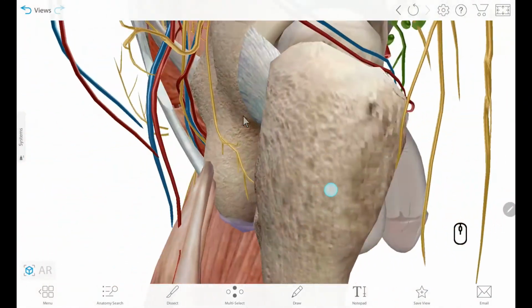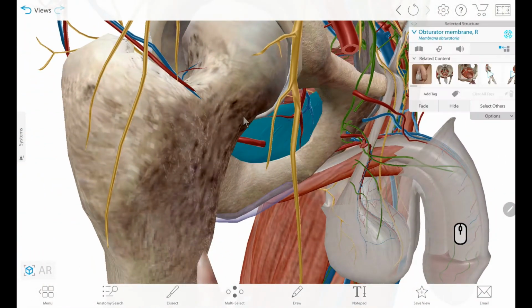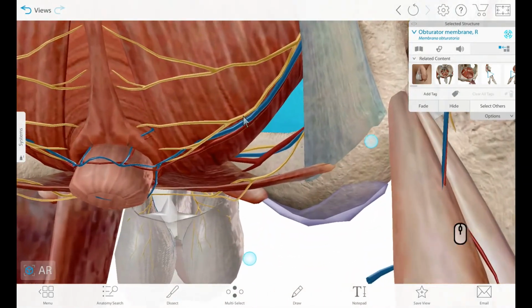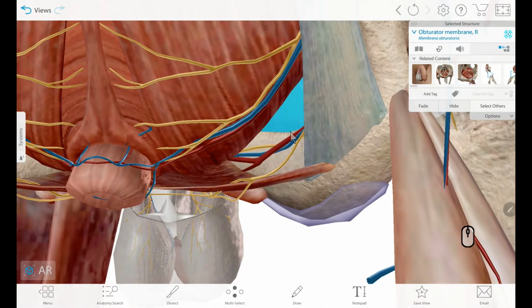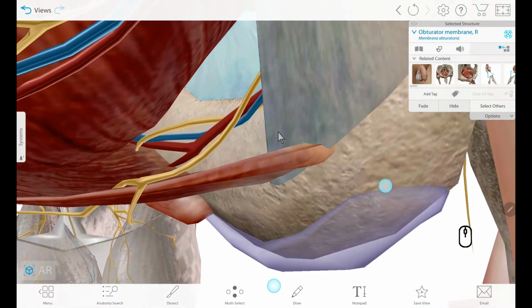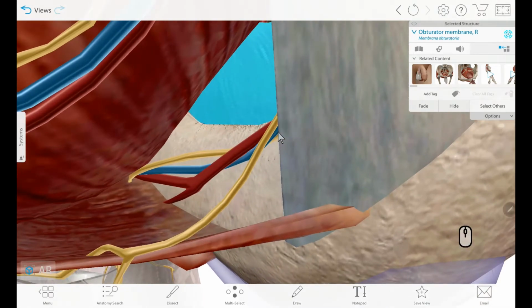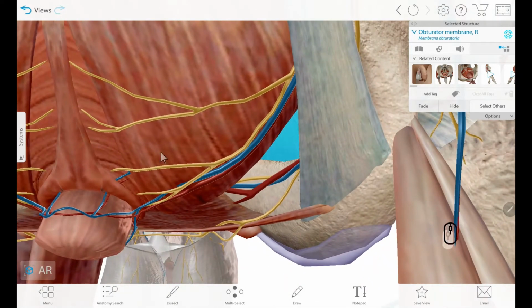So this right here is the obturator internus muscle with its fascia, and it is forming the lateral boundary of the ischioanal fossa. The apex of the ischioanal fossa is formed where the levator ani muscle and its fascia fuses with the obturator internus fascia, and its base is formed by the perianal skin, which has been removed to expose the structures underneath.